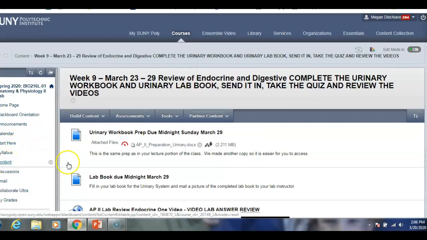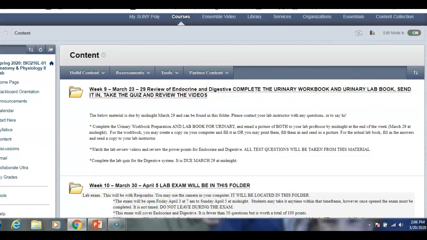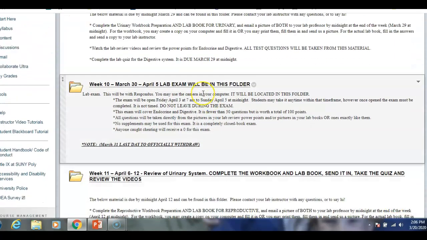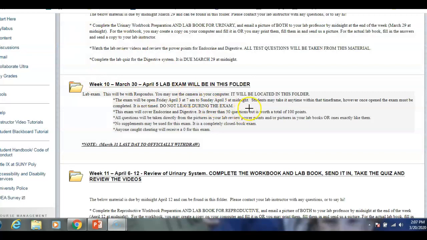Okay, so that is week 9. Week 10 is the lab exam. It will be in this folder in your lab section. So don't go into lecture, it'll be in lab. And you will need Respondus. So let's review this really quickly. I'll probably do it again next week.